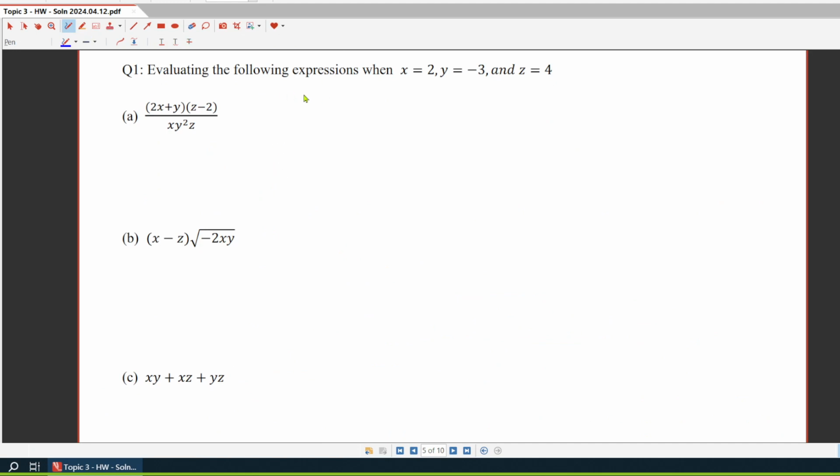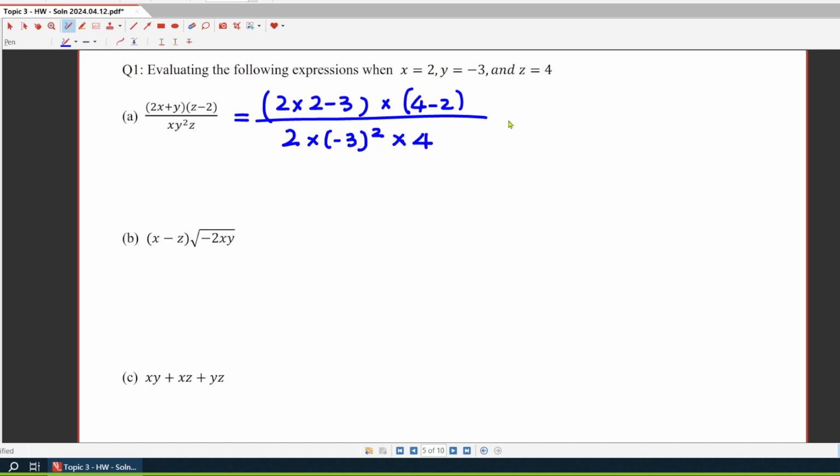Okay, evaluate the following expressions when x equals 2, y equals -3, and z equals 4. So the method should be pretty straightforward. You can just insert the 3 values into each expression, right? For example, the first one equals 2 by 2 minus 3, then multiplied by 4 minus 2, right? Over 2 times -3 squared times 4, and this gives us 2 over 2 times 9 times 4, and eventually we have 1 over 36, right?